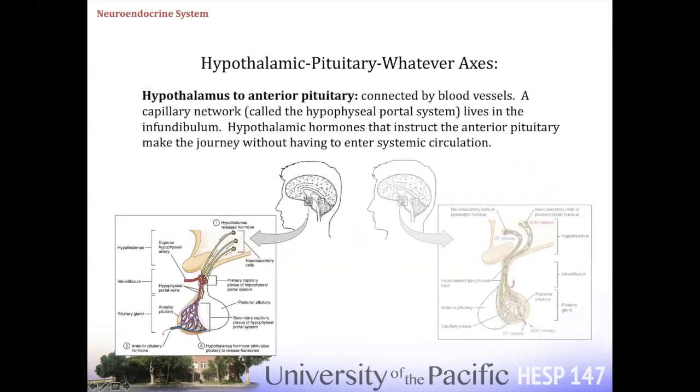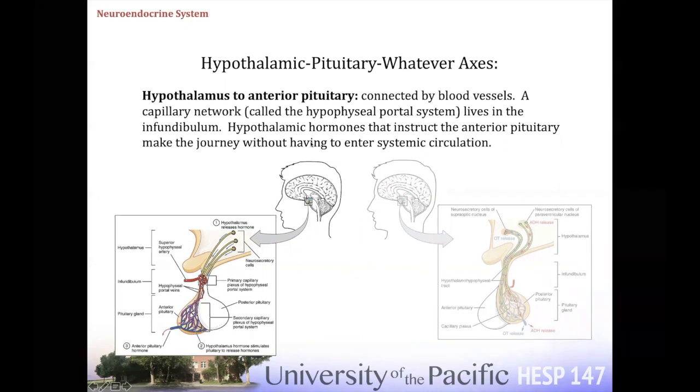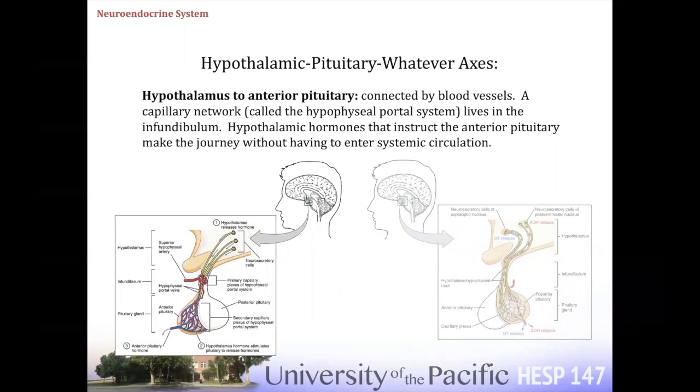And the anterior pituitary, this front one here, is connected to the hypothalamus through blood vessels. So there's this capillary network. It goes from the hypothalamus to the anterior pituitary through blood vessels. It doesn't have to go into systemic circulation. It is a direct route. It has its own access road. It doesn't go into systemic circulation, but it does get there through blood from the hypothalamus to the anterior pituitary.